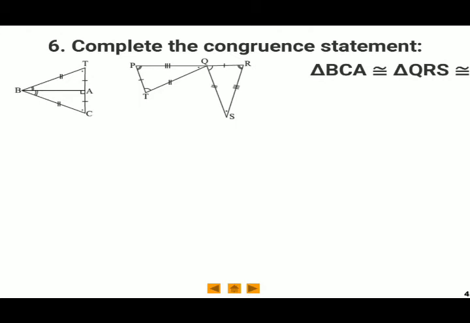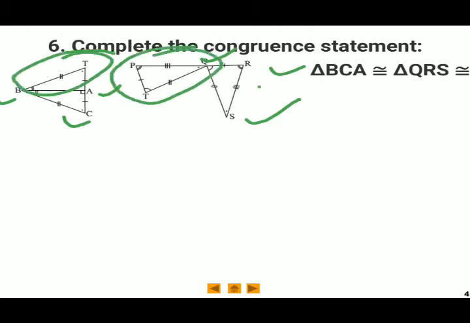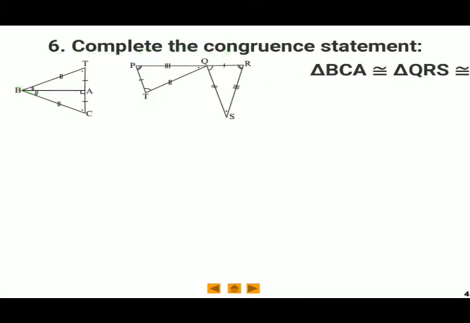So here you can see that BCA is congruent to QRS. These two congruences are given. That means that this and these two we have to prove equal. So for it, what will we do?